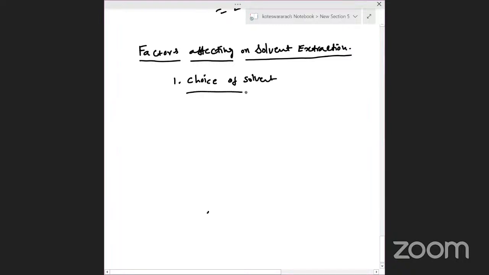Then how is this choice of solvent effective? We have so many solvents available, a variety of solvents for the extraction of a solute present in a solution. But here we can categorize them into two types when we compare to water. Here the water is the reference. Based on the water density, we can classify these solvents into two types.